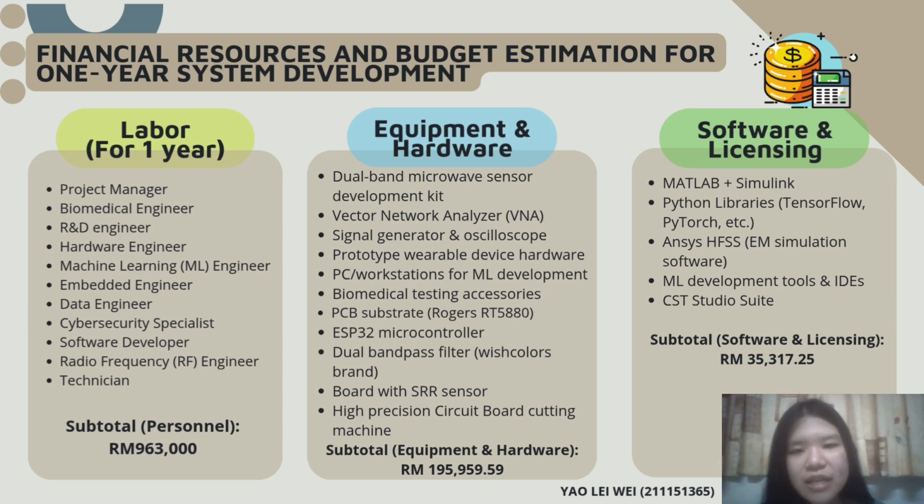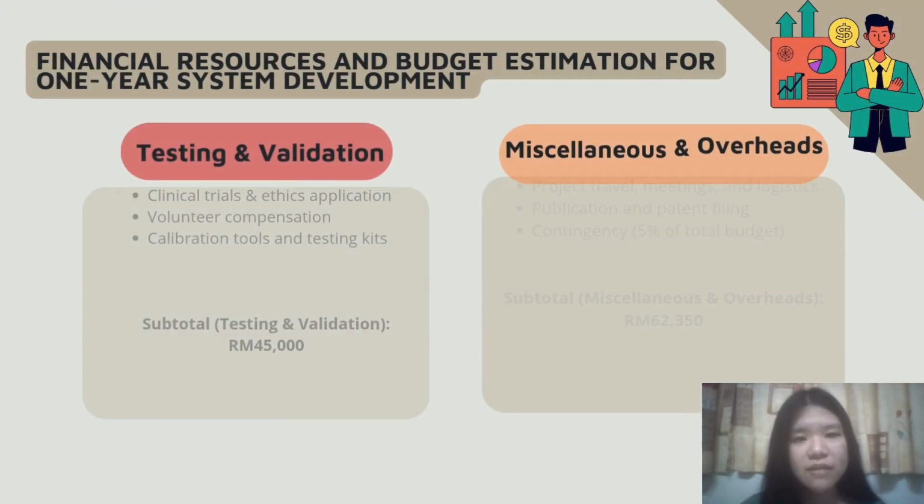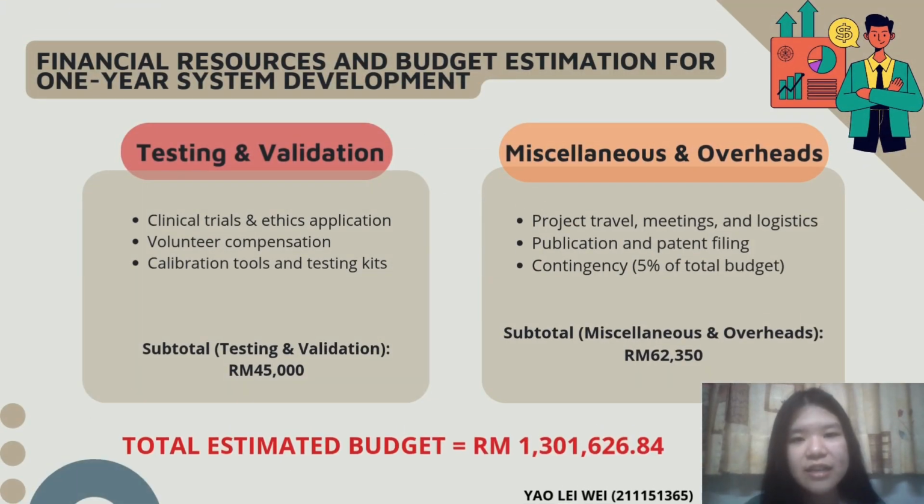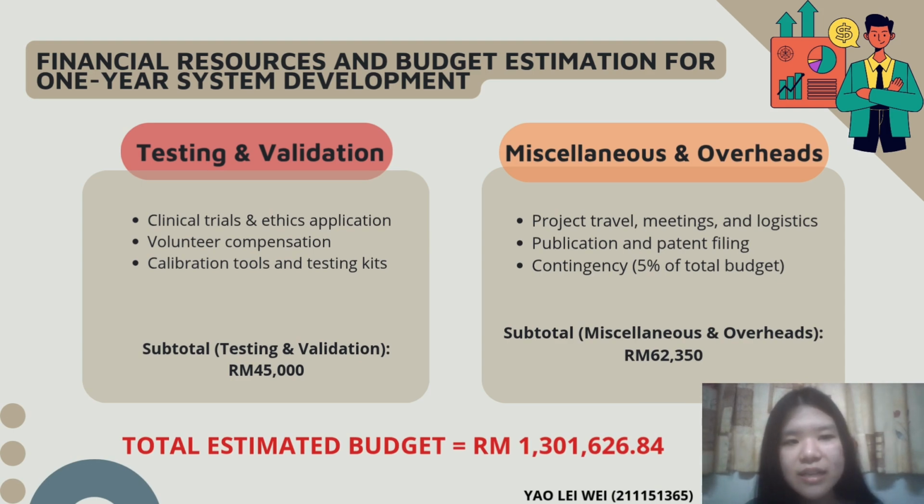The third category is software and licensing. It includes the purchase of simulation and machine learning software licenses. The fourth category is testing and clinical validation. It covers the expenses for ethical approval, clinical trials, and volunteer compensation. And the last category is miscellaneous and overheads. It covers travel, documentation, and a contingency buffer to cover unforeseen costs.